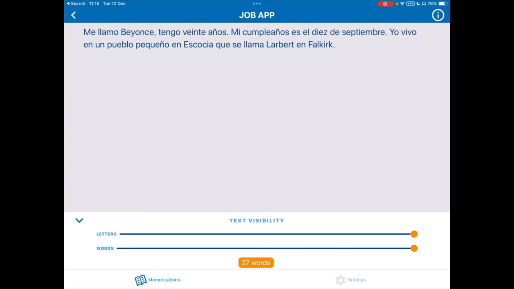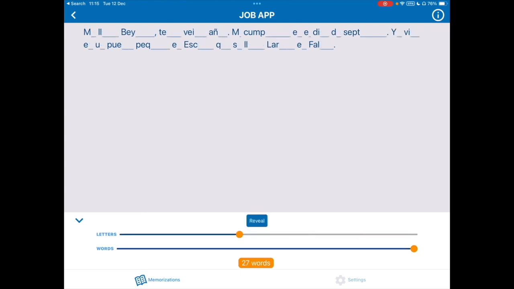So if we start with the letters section first, you can see when I scroll down, it is taking away some letters there, and you would need to put them back in. If I then tap reveal, it shows you what the answers are for you to then go and check. Or if you need a little bit of help because you're still in practicing mode, it can give you a quick flash to show you what the word is.